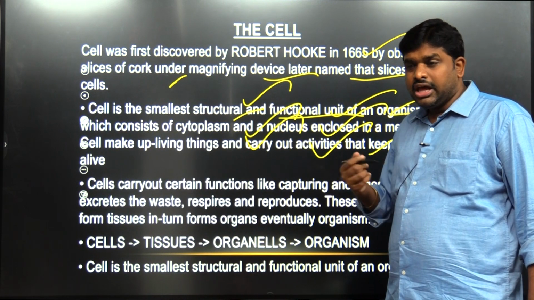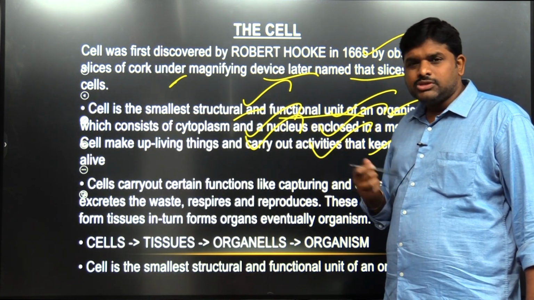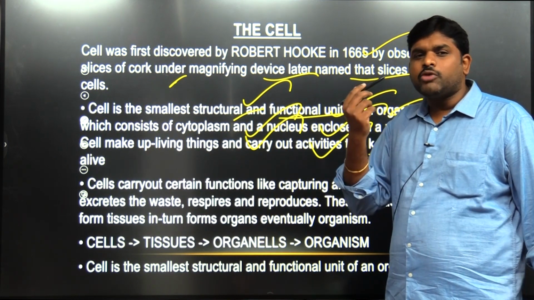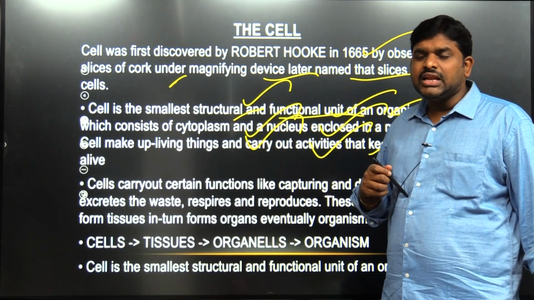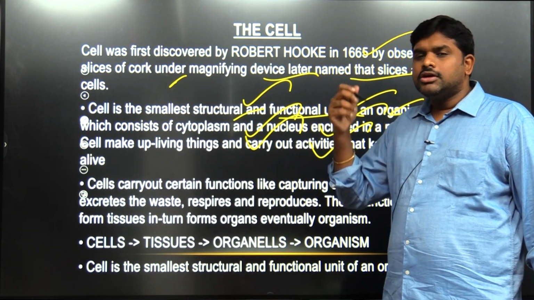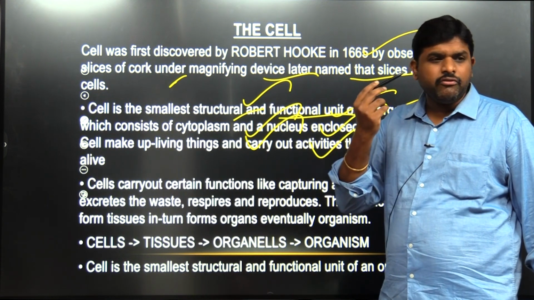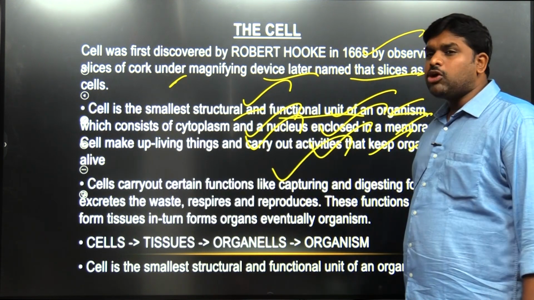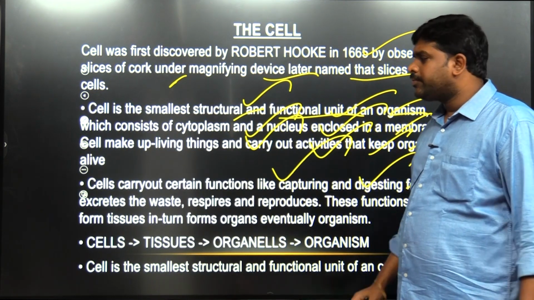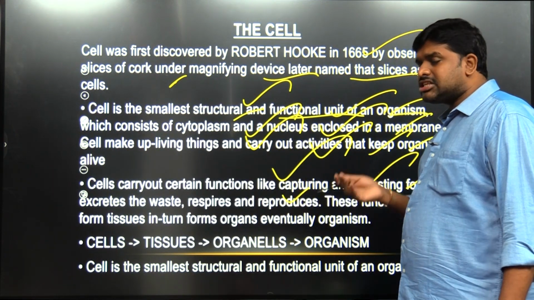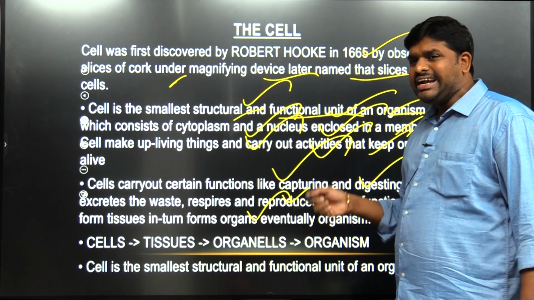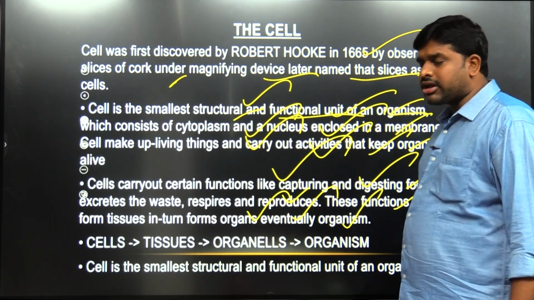The cells which are alive, which are active, are responsible for the activeness of a human being. The existence of cells is responsible for the existence of human beings. If cells die, the man dies. Cells carry out several functions, like capturing and digesting food, excreting waste, respiring, reproducing. These functions help to form tissues, in turn forming organs, eventually organisms.